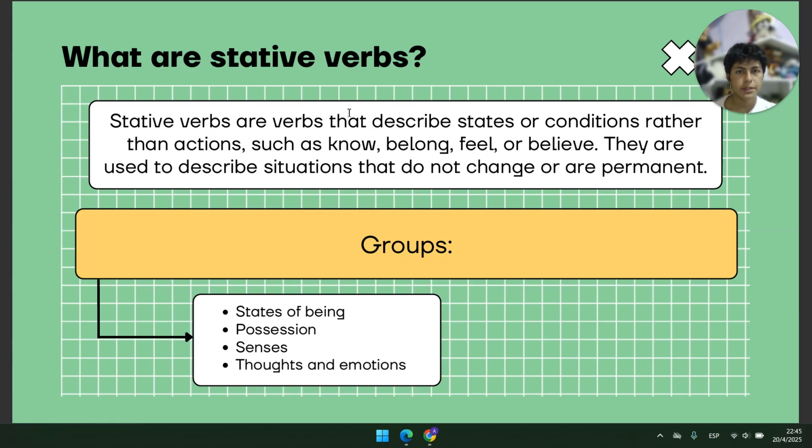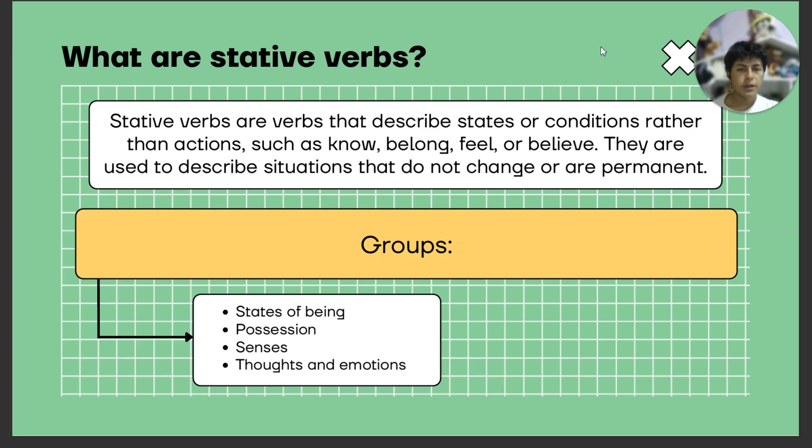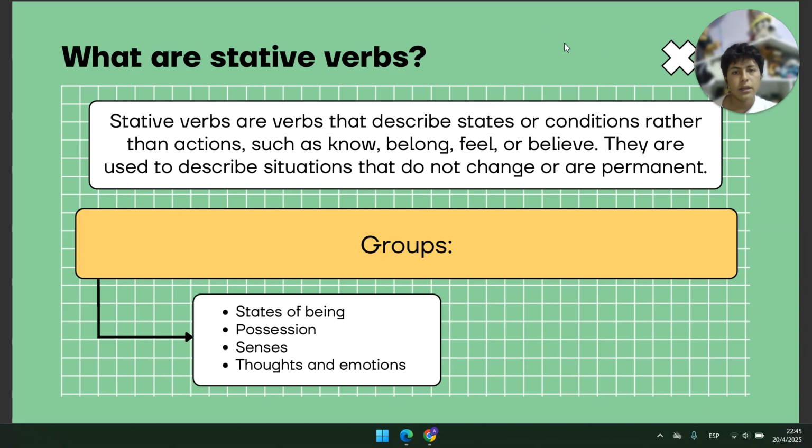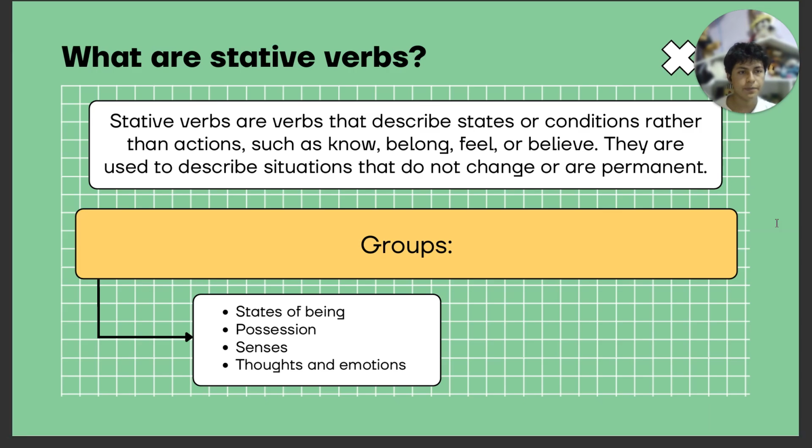What are stative verbs? Stative verbs are verbs that describe states or conditions rather than actions, such as know, belong, feel, or believe. They are used to describe situations that do not change or are permanent. Stative verbs can be divided into different groups based on their meaning.